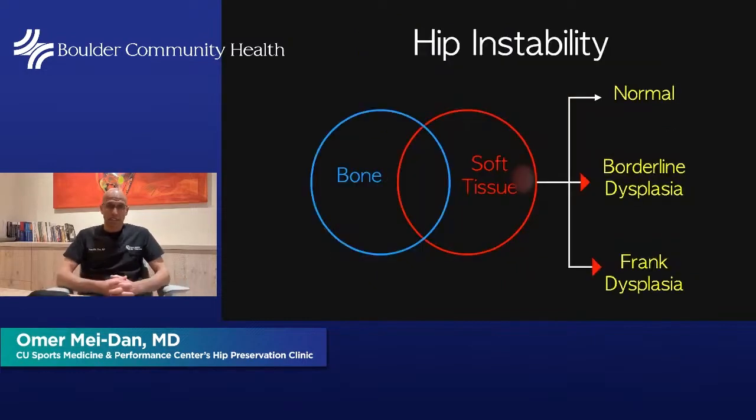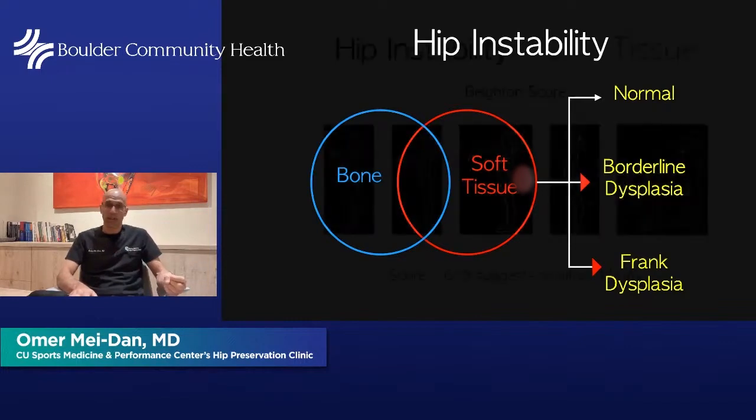And then we started understanding that there is not only FAI that we have to address, there is also a form of hip instability, which is a combination of the bony and the soft tissue part within the hip joint. The bone is obviously how the hip socket and the femur are sitting and what the anatomy is like. The soft tissue is how the muscle, the tendon, the capsule, the ligaments enable us to move. And these two, if they are over a certain threshold, would cause dysplasia, whether frank or borderline.